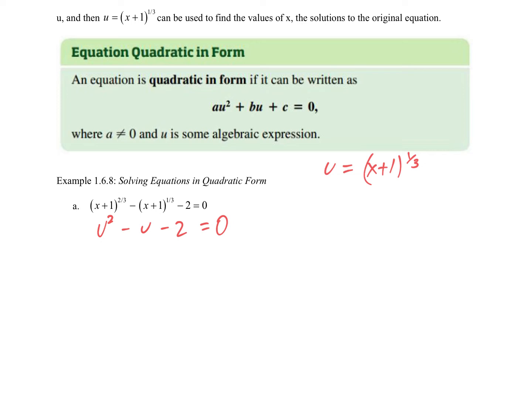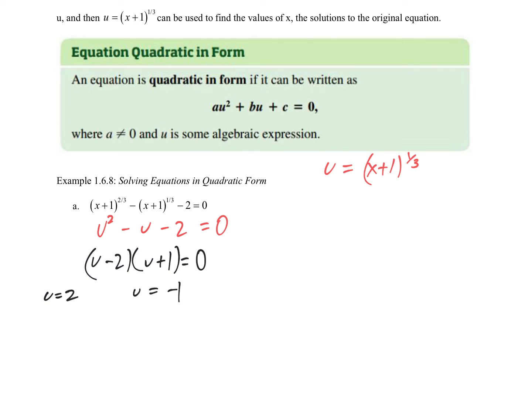And now we're going to be able to solve this by factoring, which is generally the easiest method, in my opinion, okay? And what I've got is u minus 2 and u plus 1 equals 0, okay? So once we've factored this, let's go ahead and identify our solution. So u equals 2 and u equals negative 1.